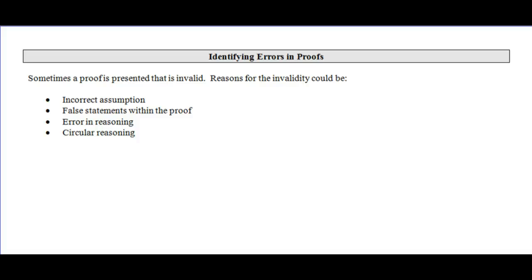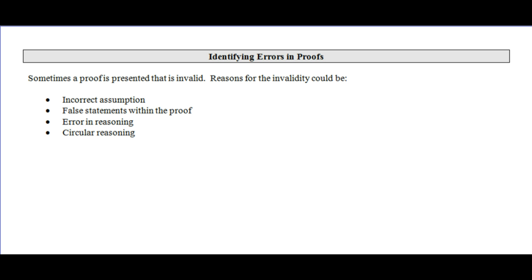Identifying proof. Sometimes a proof is presented that's invalid. Reasons could be an incorrect assumption. You made an assumption that something was true and it's not. False statements within the proof. The statement that there's a mistake, right? And we'll ask that: where does the mistake occur?